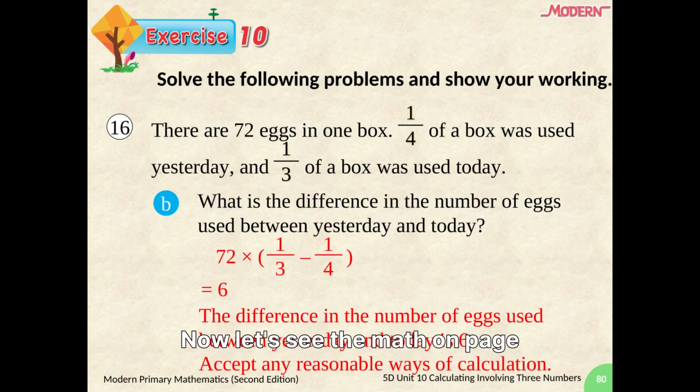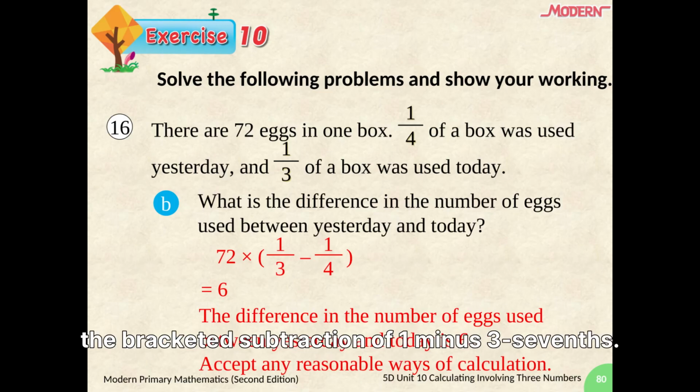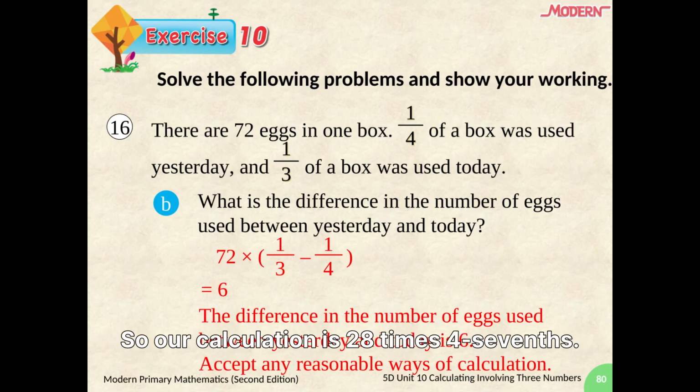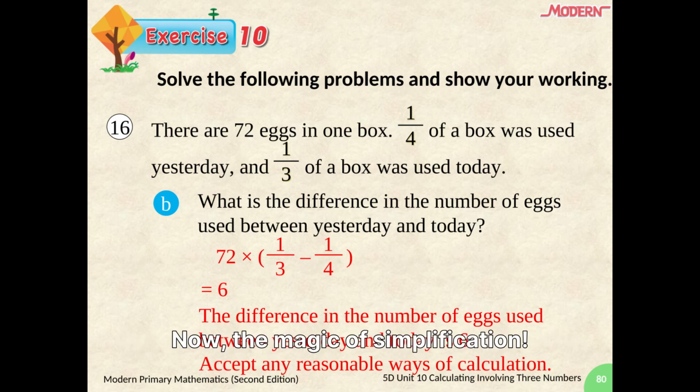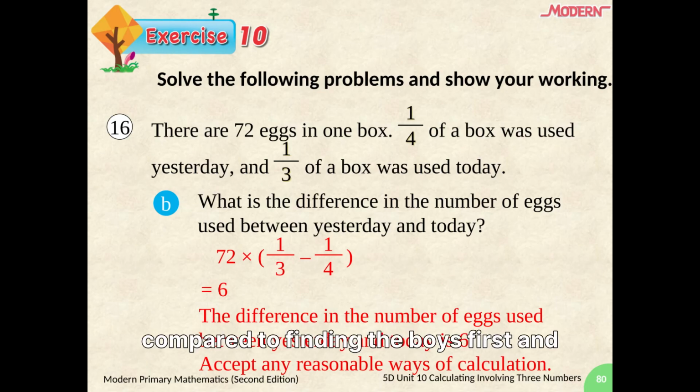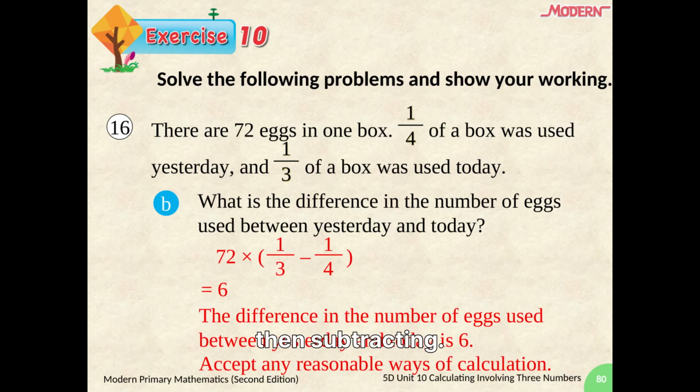Now let's see the math on page 59. We use our new thinking way to set up a single expression, 28 times the bracketed subtraction of 1 minus 3/7. Inside the bracket, we get 4/7. So our calculation is 28 times 4/7. Now, the magic of simplification. 28 and 7 are in the same times table. 28 divided by 7 is 4. Now we just have 4 times 4, which equals 16. There are 16 girls. Look at how clean this calculation is compared to finding the boys first and then subtracting.